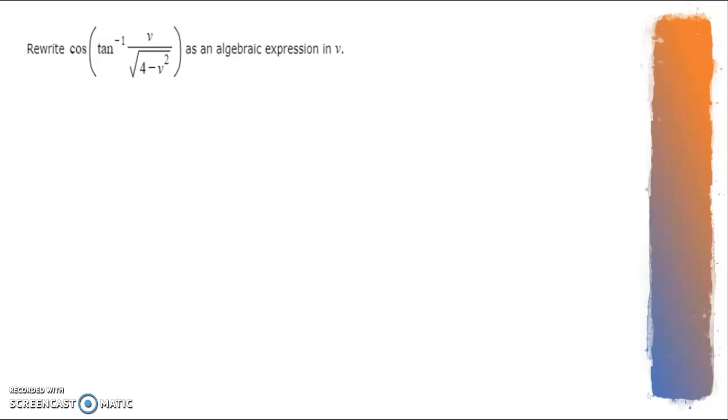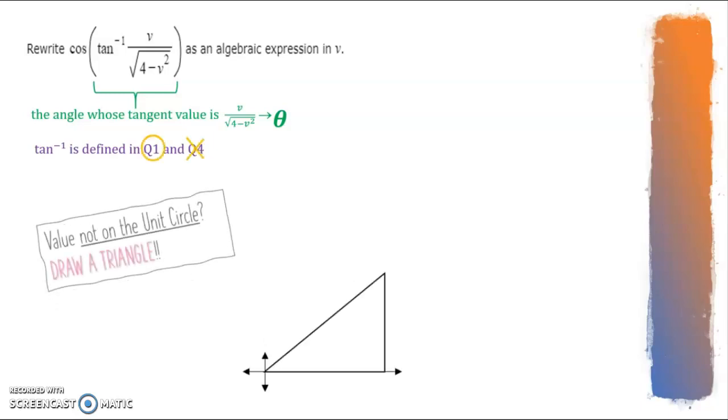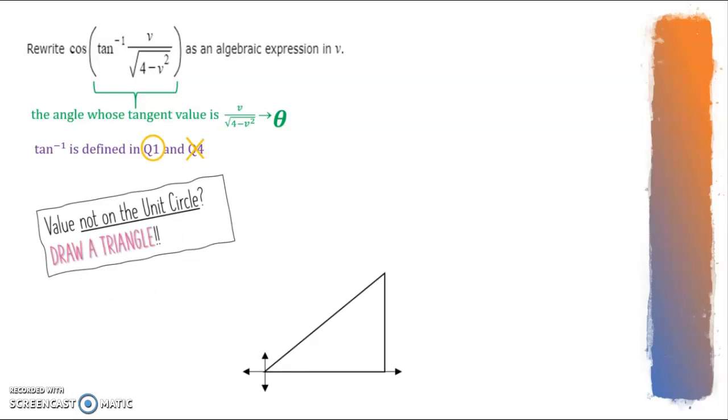Last one. This one looks like a doozy, but we're going to do it the same way we've done all the others. So this is asking for the angle whose tangent value is that. We're going to call that angle theta. Inverse tangent is defined in 1 and 4, but it's positive, so we must be in 1. Now we're going to draw our triangle. I'm going to put my information on. So I have theta, my opposite is v, my adjacent is the square root of 4 minus v squared.